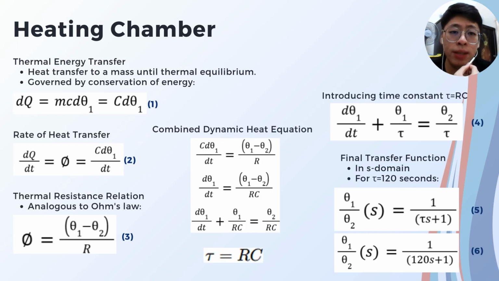Heat is transferred to a mass until it reaches thermal equilibrium with the chamber. Following the law of conservation of energy as shown by equation 1, the rate of heat transfer is expressed as equation 2, which relates to the thermal resistance, similar to Ohm's law in equation 3. By combining these equations, we derive a dynamic heat equation that incorporates the time constant, giving us equation 4. Finally, in the S domain, the transfer function is equation 5 for a time constant of 120 seconds. It simplifies to equation 6.